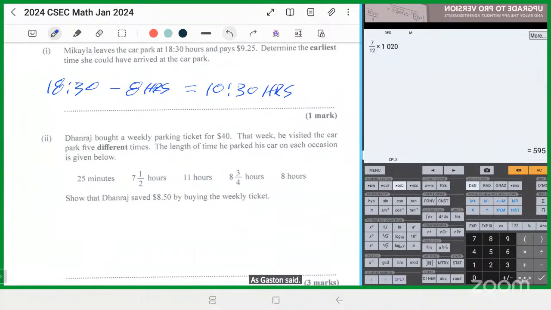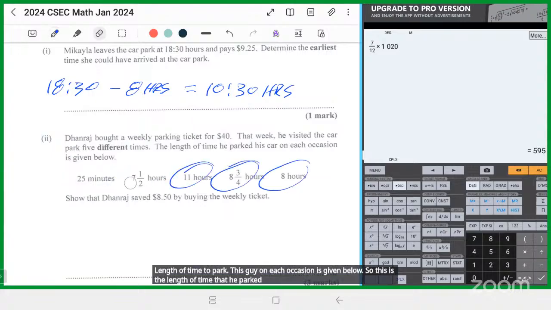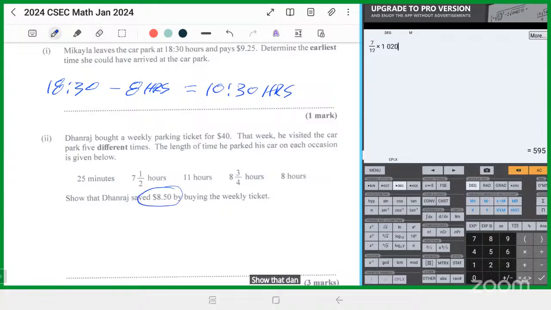Dan Raj bought a weekly ticket for $40. It says that week he visited the car park 5 different times. The length of time he parked his car on each occasion is given below. So this is the length of time that he parked on each occasion. These things show that Dan Raj saved $8.50 by buying the weekly ticket.